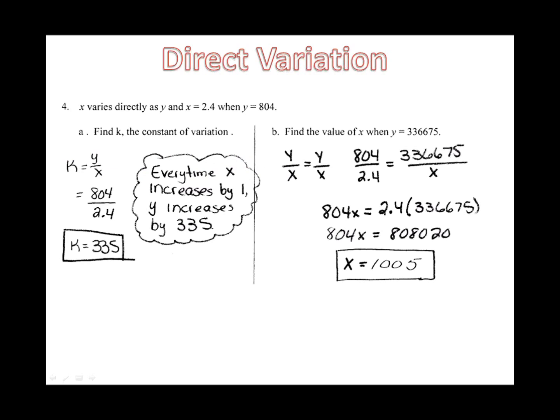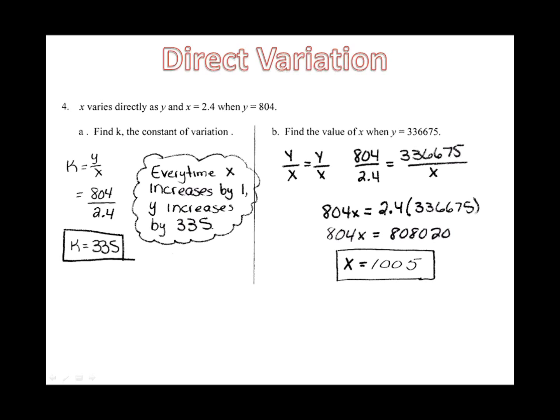In this case, we want to find the constant of variation, or the slope. Y over X, 804 divided by 2.4, that's 335. So the slope is 335 over 1, which is also called the constant of variation.